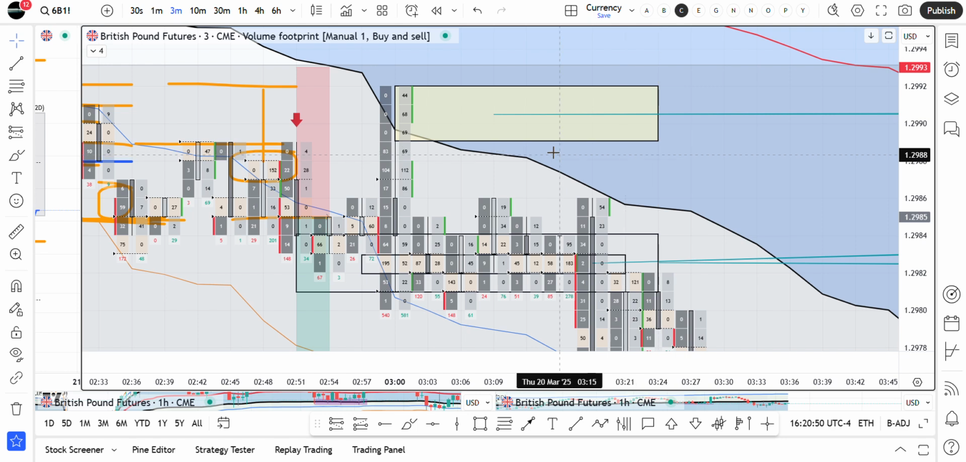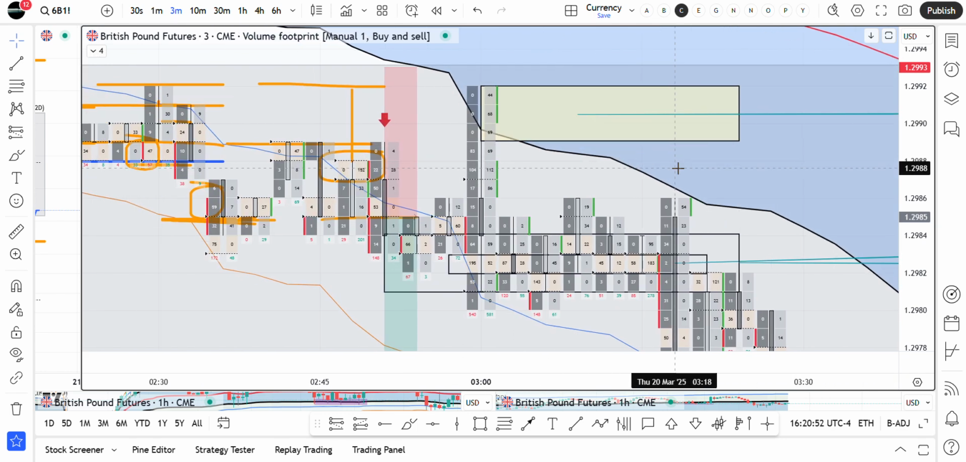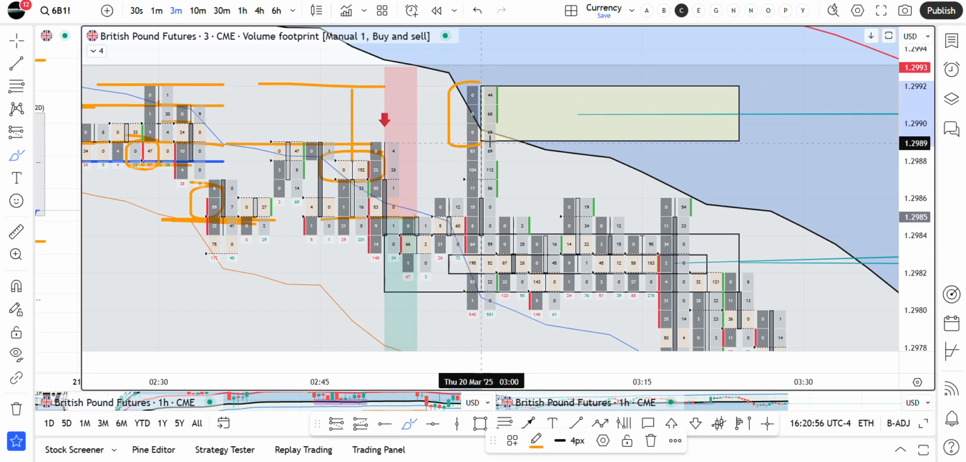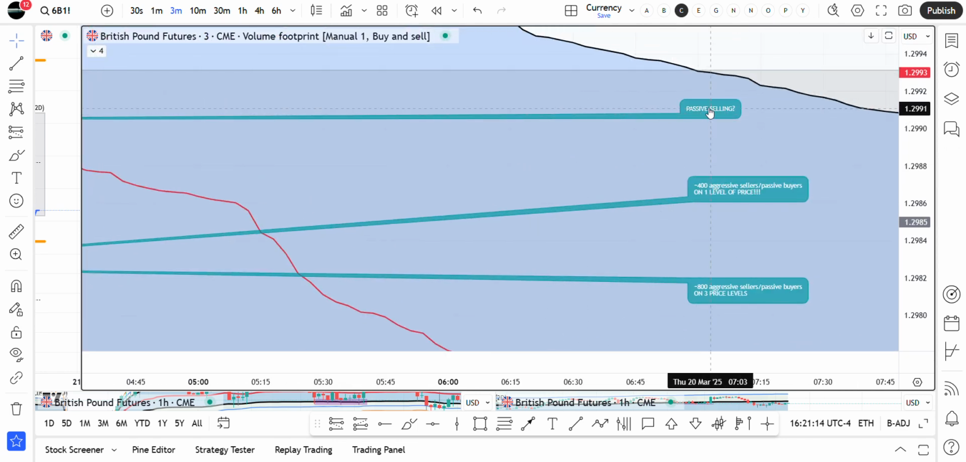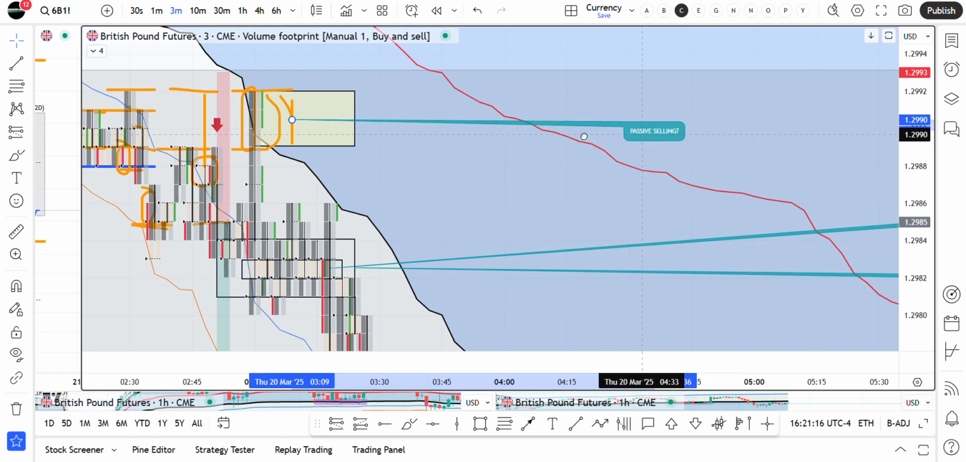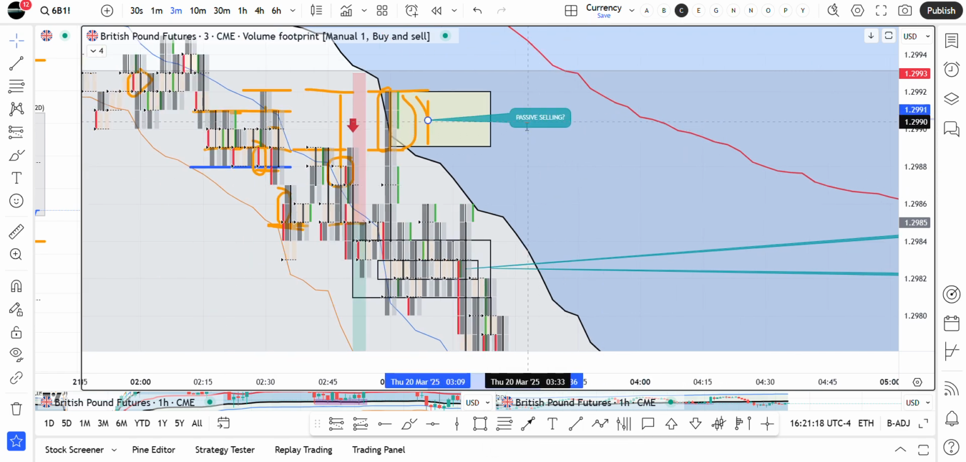I'm gonna show you this. So in this area, you can see there's no selling, but price stops right there. Price stops here, there's no selling. So this means that in these 3 levels of price, there's been passive selling. There's been passive selling at 3 levels.